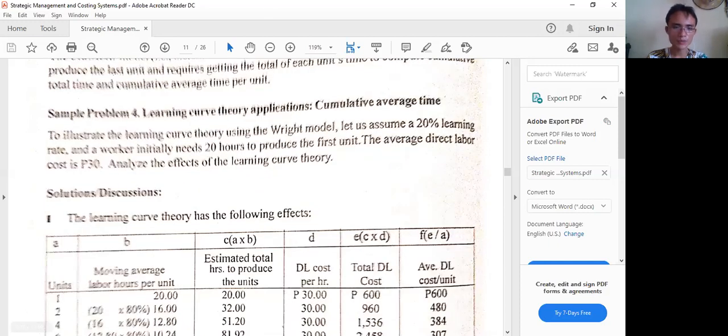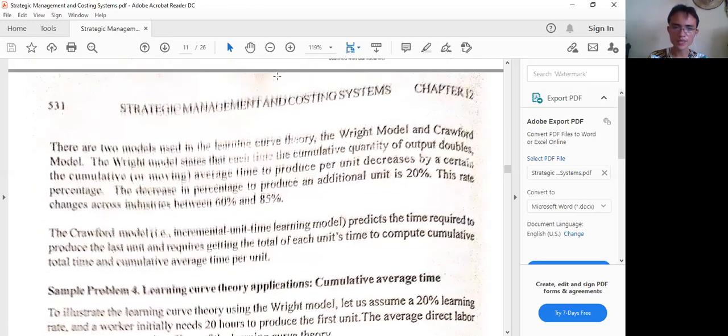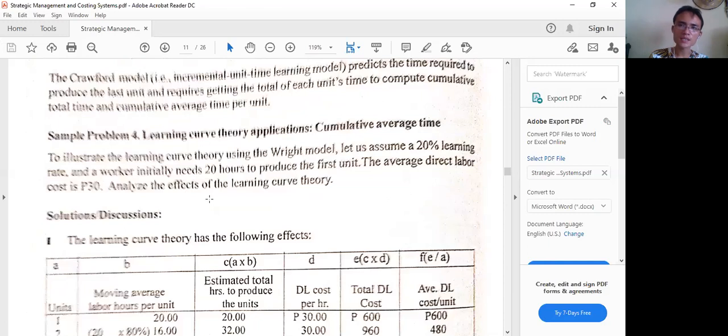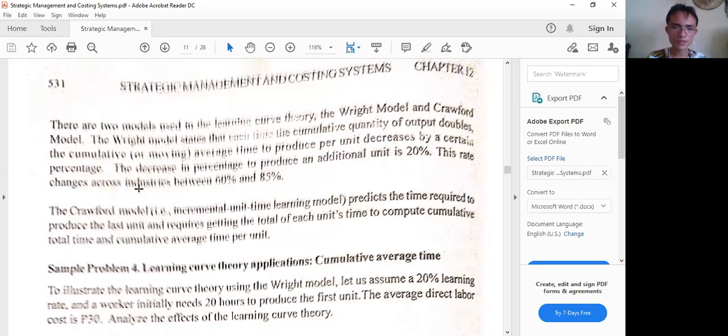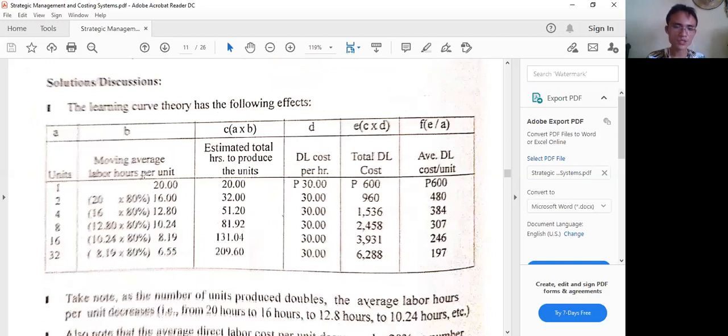So for example, we have the cumulative average time using the Wright model. A while ago, I discussed that the Wright model shows that as the cumulative quantity of output doubles, then the average cost of units would decrease by 20%. All right, so here is the time to produce. The moving average labor hours per unit decreased by 20%. To get the after effect of that, we can just multiply the prior number of hours per unit by 80%.